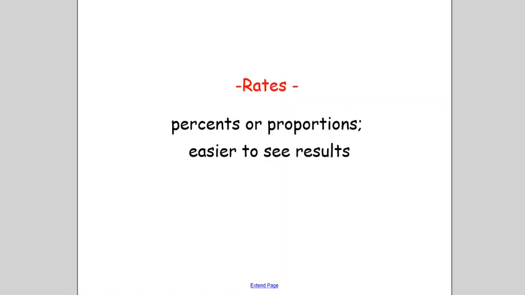All right, rates. Rates are percents or proportion, and it's easier to see results that way. So instead of me telling you that I have 20 pink frogs, it would be easier if I told you that 30% of the frogs are pink. That's a more meaningful number.